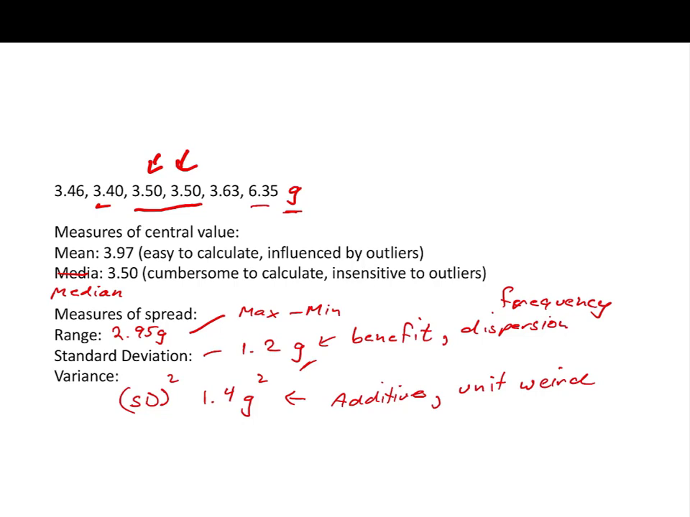So those are the three types of spread that we would see commonly in analytical chemistry, and the two types of central values. The really important ones are mean, we use that frequently, and standard deviation, we use that frequently.